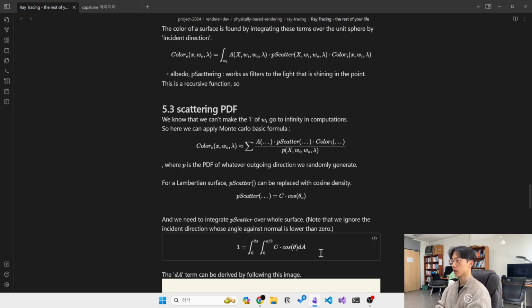And in real applications, we can't take the infinite integral because of the limit of computational power. So we have to use some kind of limited sum boundaries like this. The color will be approximated by the sum of this equation, and we are going to divide it by the PDF. And this PDF is different from the scattering PDF. This PDF is for whatever direction we randomly generate.